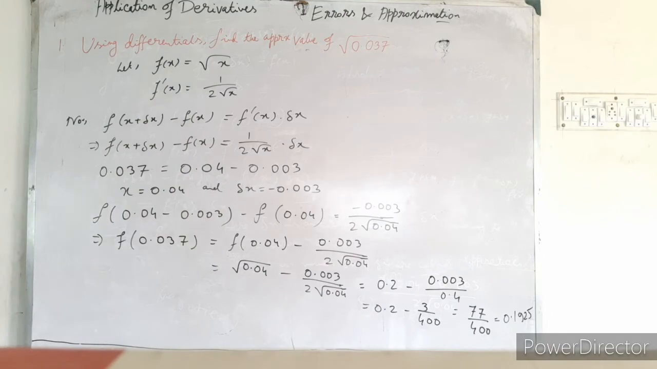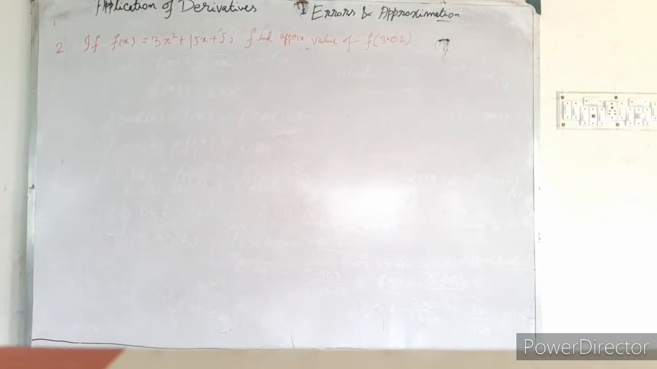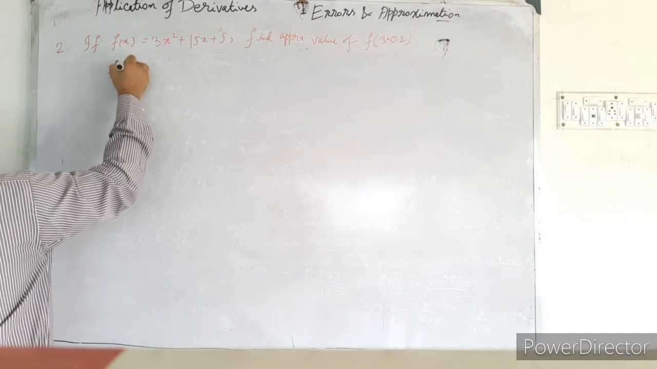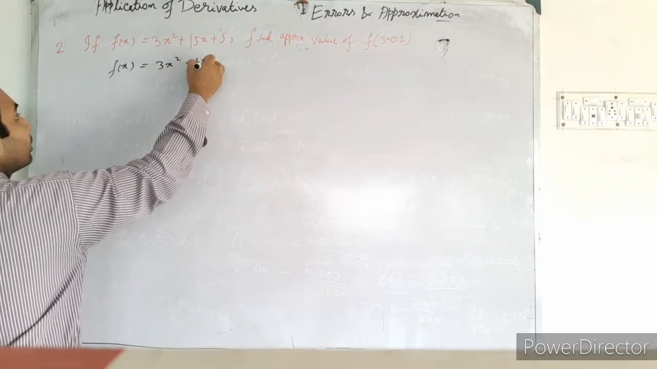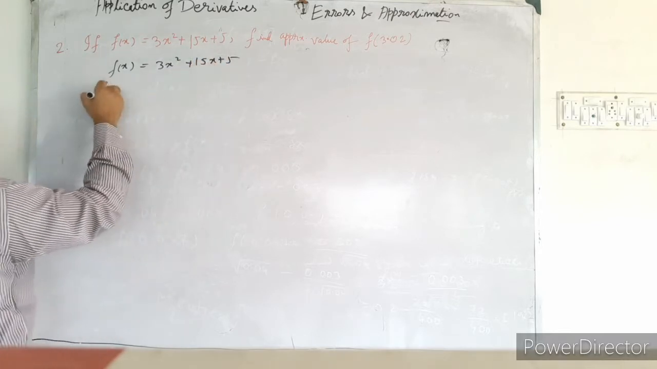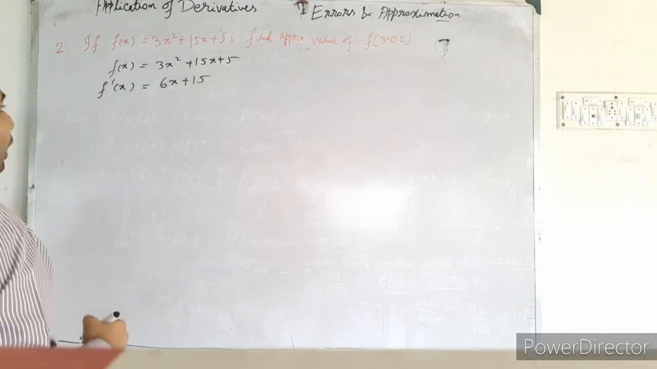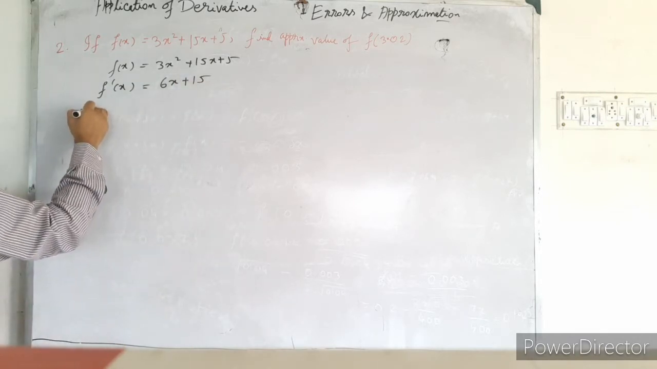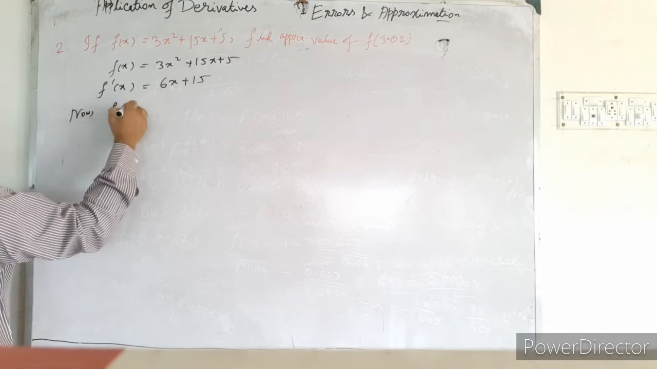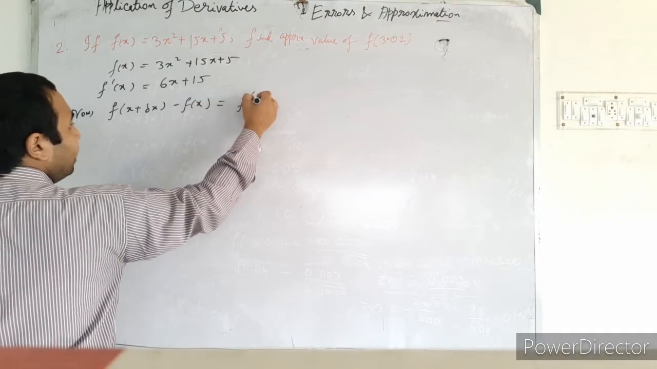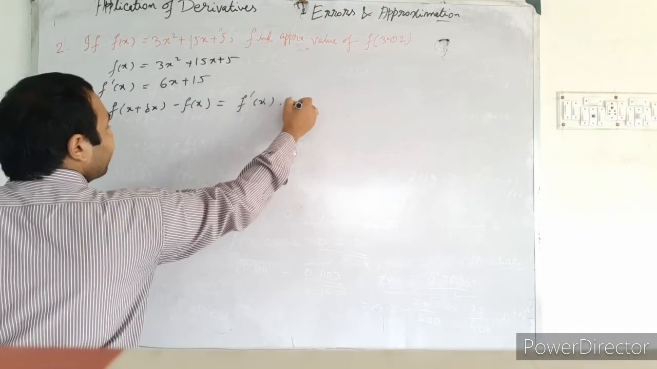Our next example is, this is our next example. If f of x equals 3x square plus 15x plus 5, find the approximate value of f of 3.02. So first of all, f of x we will write here 3x square plus 15x plus 5. So f dash x we are getting here 6x plus 15. Now we will write that definition actually, that is f of x plus del x minus f of x is equal to f dash x into del x.